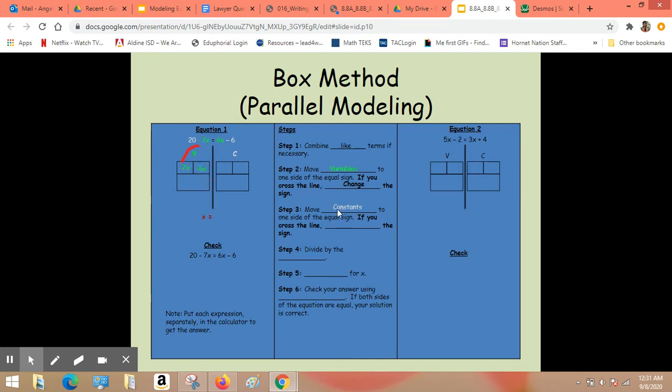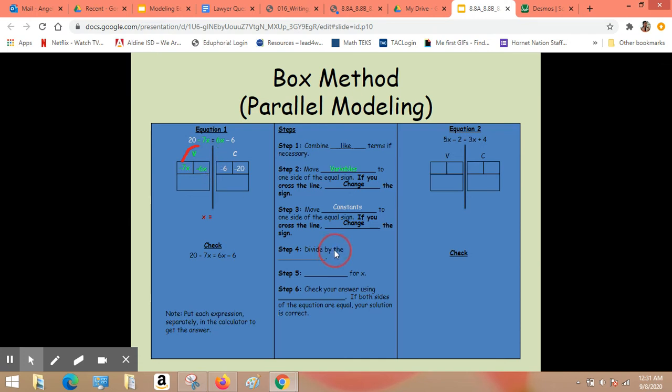Okay. Now we're going to move my constants. So I'm actually going to bring down my -6. It's already on the right side, so just bring it down. And then I'm going to move my 20. If it was a +20, I'm going to make it into a -20. I cross the line, you change the sign. So remember, if you cross this line, you have to change its sign.